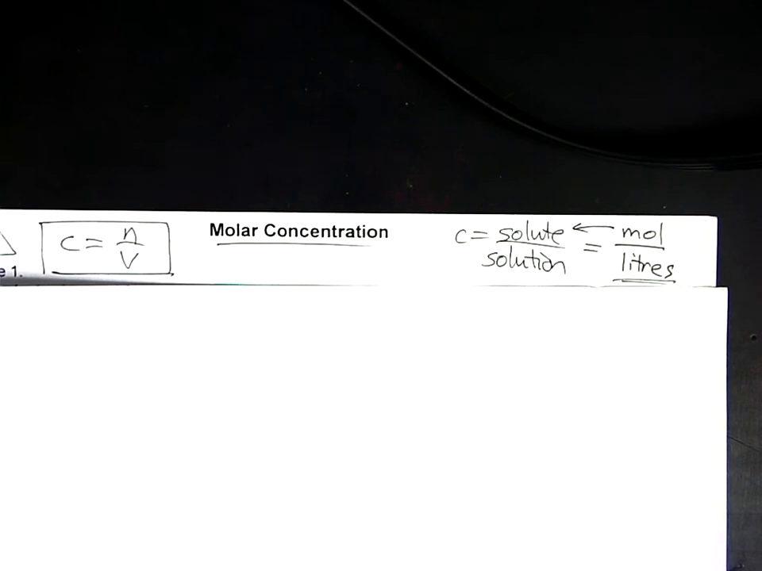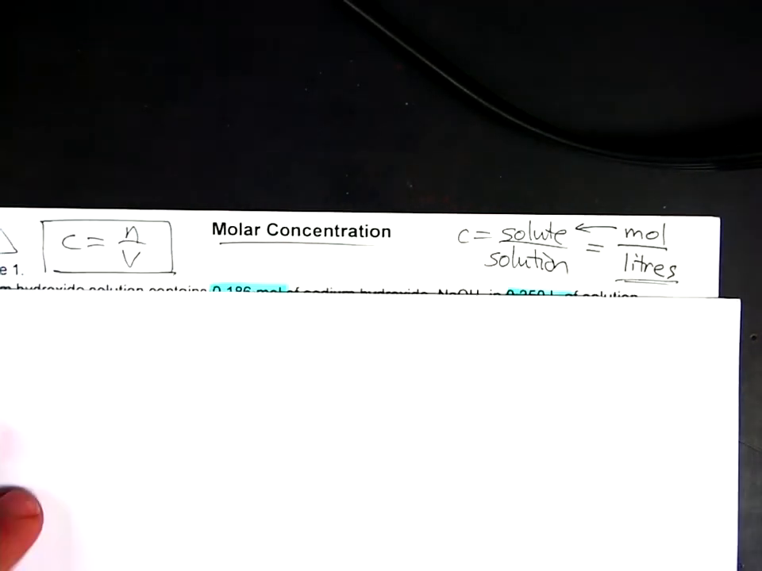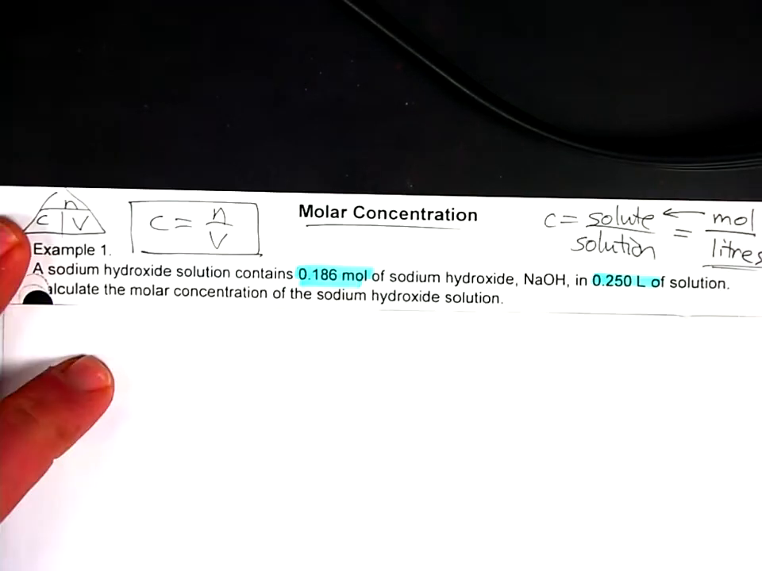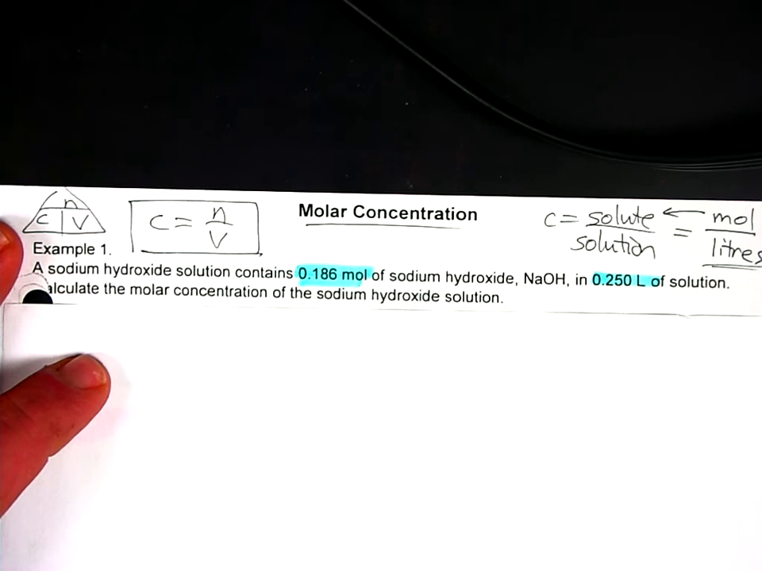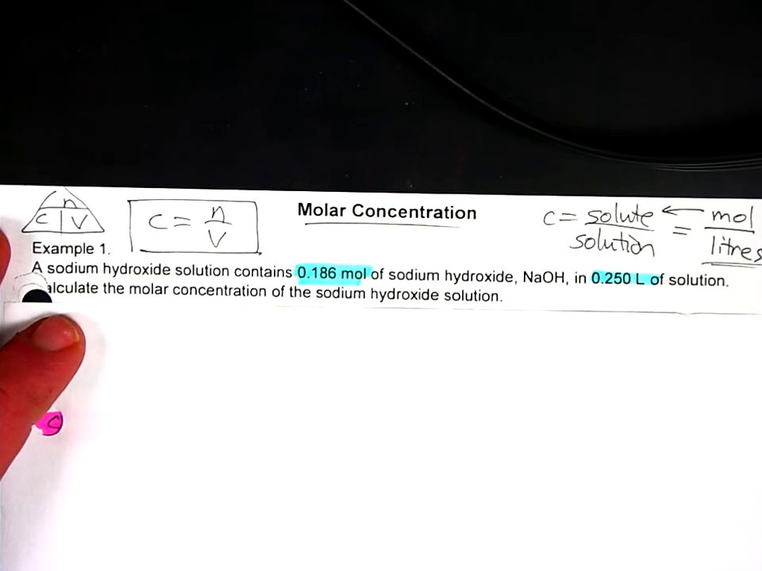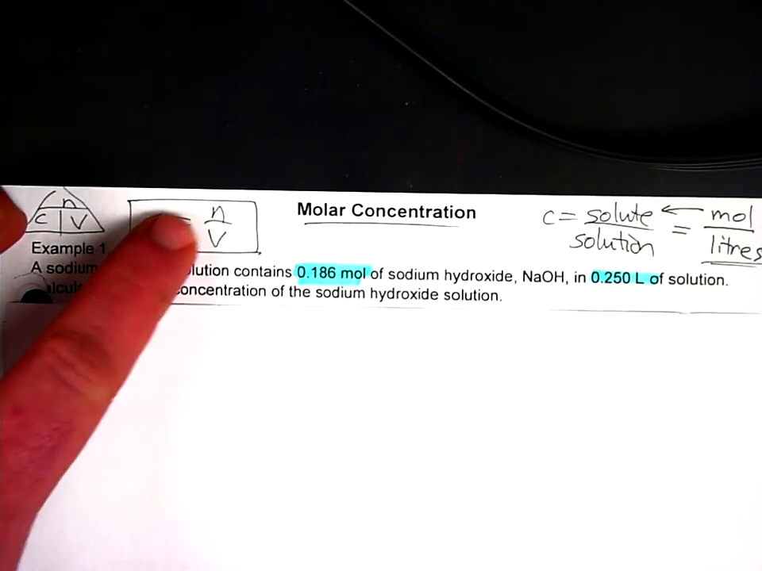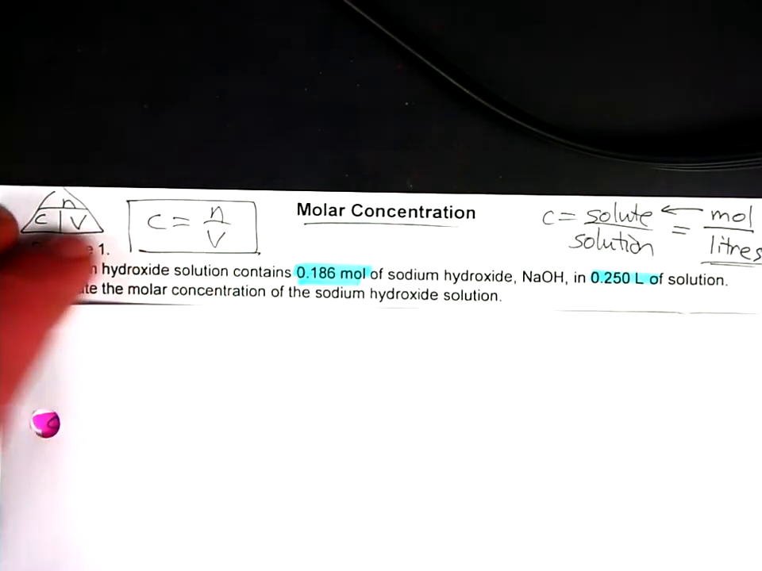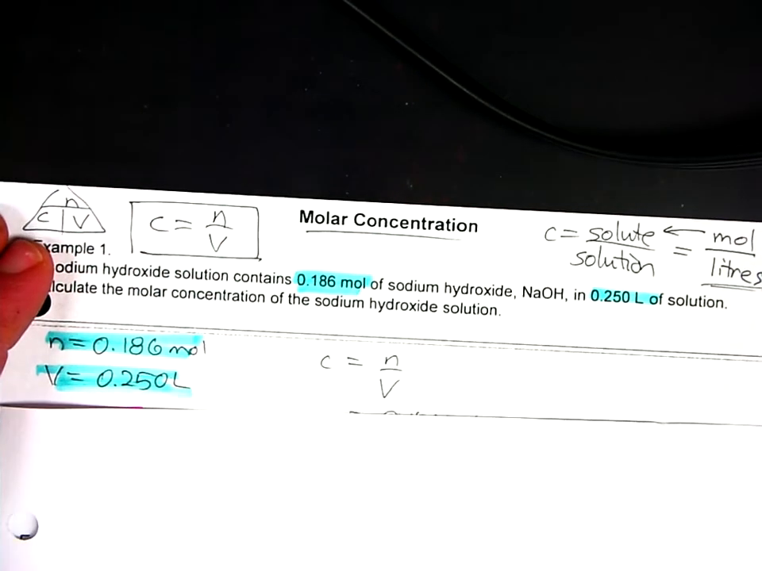So let's take a look at the first one. Very simple. A sodium hydroxide solution contains 0.186 moles of sodium hydroxide in a 0.250 liter solution. Calculate the molar concentration of the sodium hydroxide solution. I've highlighted the given information already, and I know it says calculate, so that's my question. I'm going to find out the concentration. I've got the moles, and I use the units to actually help me out, and the volume in liters. Those are my two bits of given information.